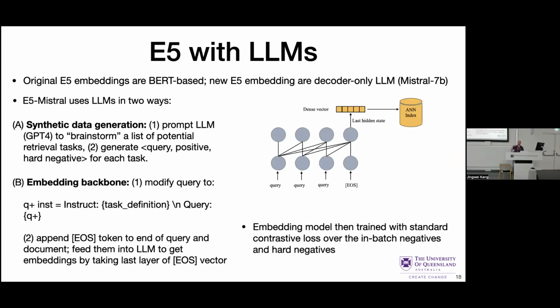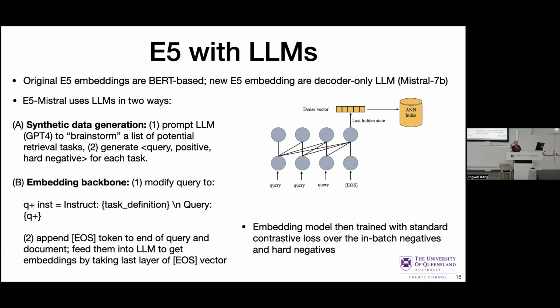But then they actually go and, as I mentioned, replace the backbone and use the LLM as the backbone. What they do there is take the query and modify it by appending an instruction, and the instruction is the task definition. They define the task they want to do: find relevant documents, or find documents that support this evidence, or find documents that have a counter argument to this evidence. That's the task definition, and then they append the query to that.